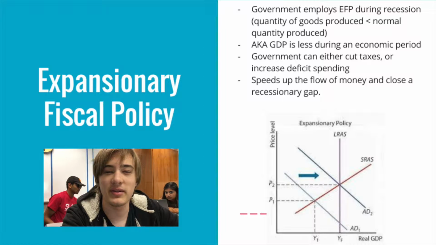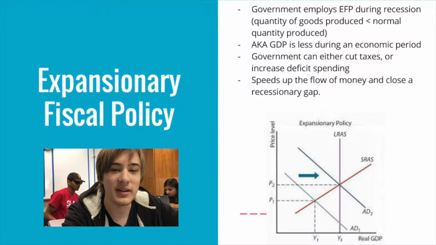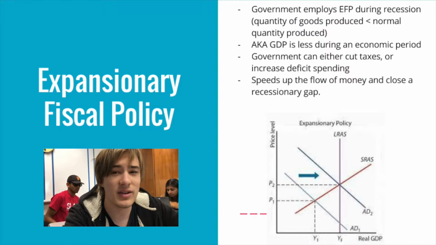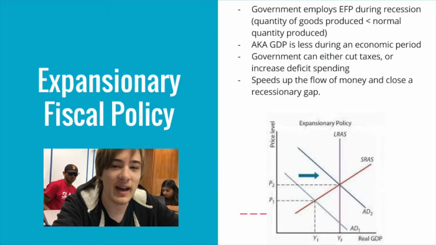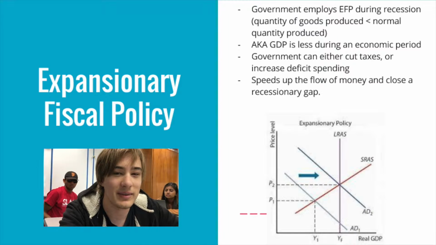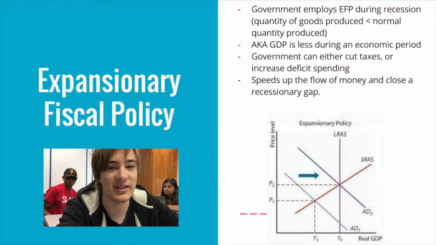Essentially, the government employs expansionary fiscal policy during a recession when the quantity of goods produced is less than the normal quantity produced, aka GDP is less during an economic period. That government can either cut taxes or increase deficit spending to speed up the flow of money and close a recessionary gap. Read my lips. No new taxes.